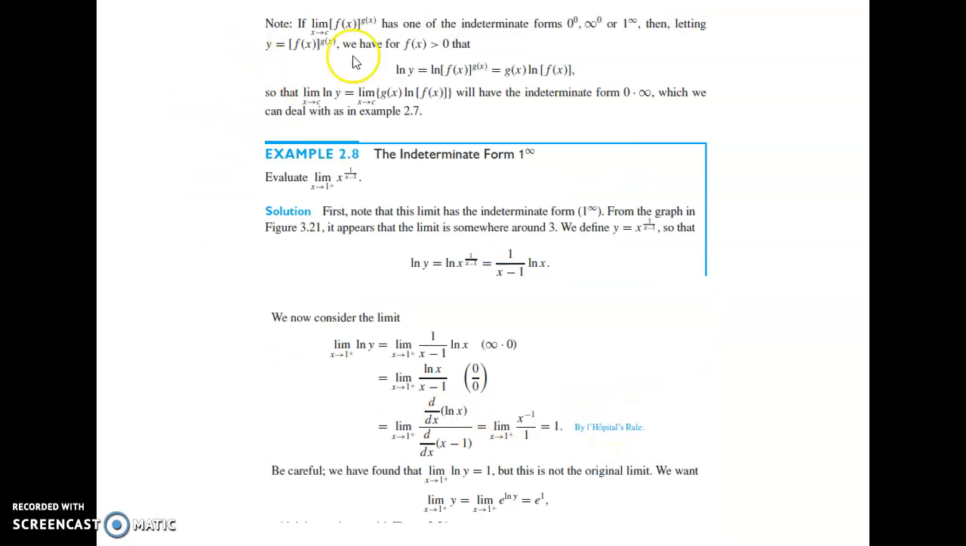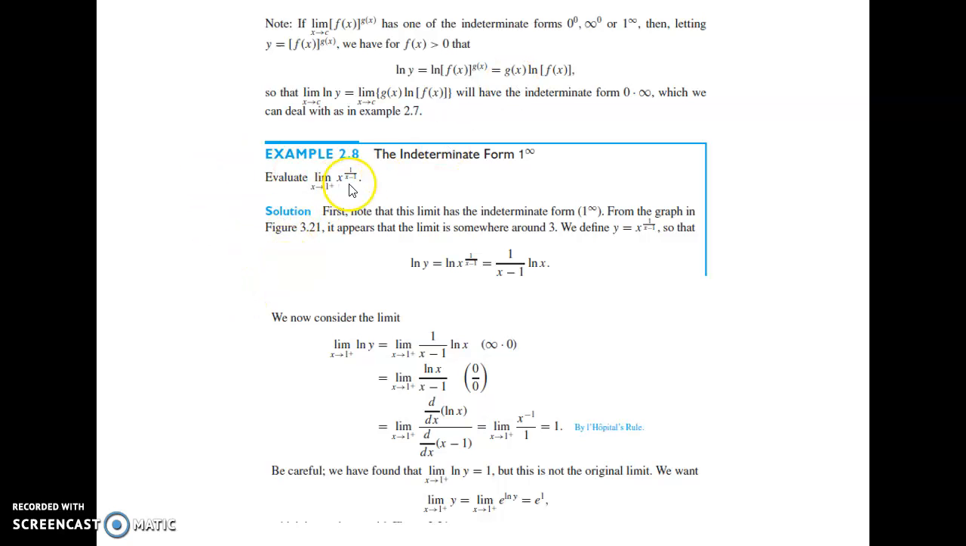Now let's take the other three. 0 raised to 0, infinity raised to 0, 1 raised to infinity. If you get any of these three, then you are going to use this method. See, apply ln both the sides, ln y. Then according to the laws of logarithm, this g(x) becomes a multiplier, so g(x) into ln f(x). Then find the limit of this and continue.